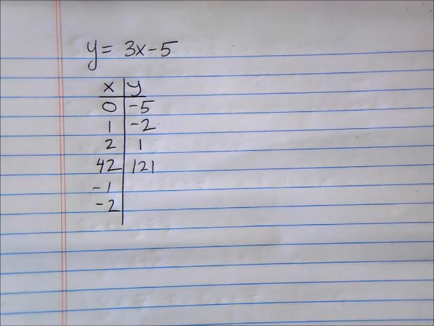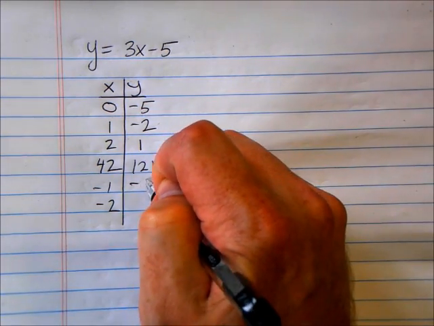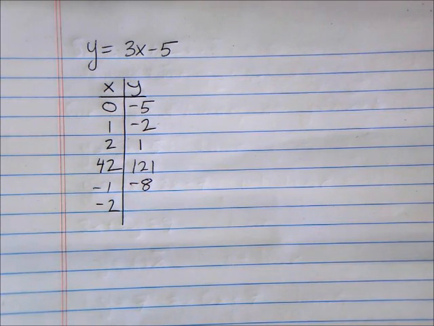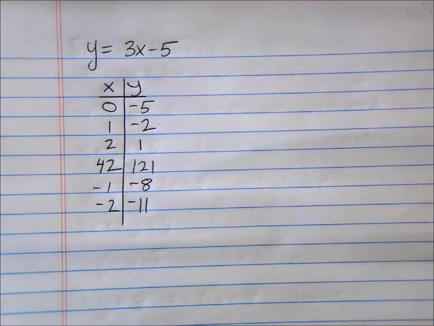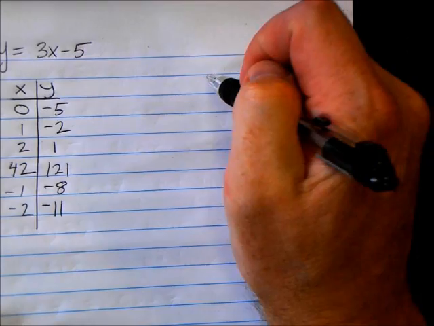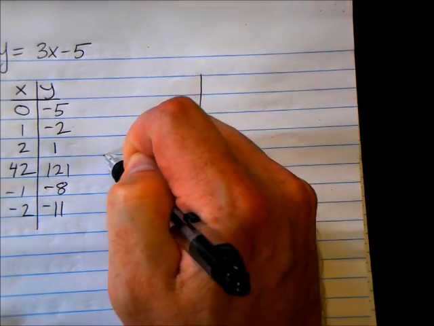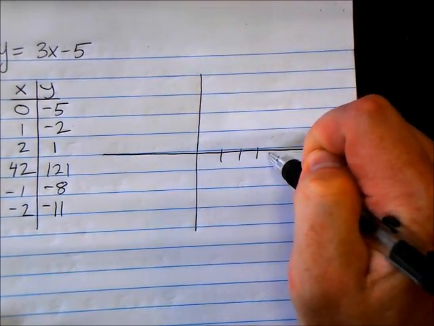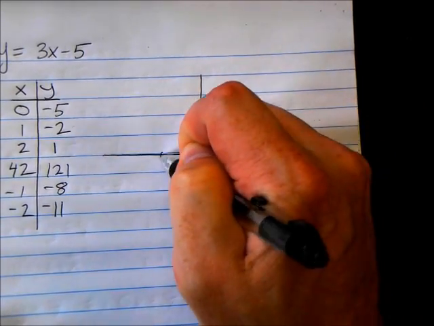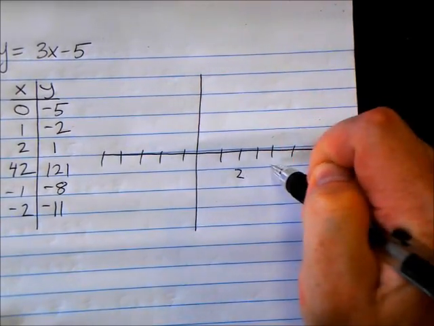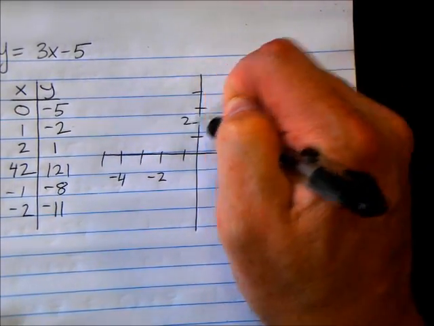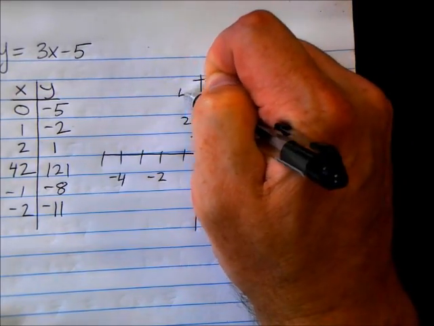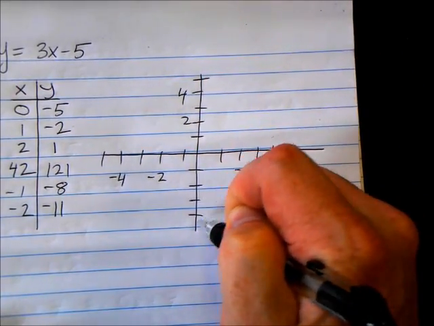I plug in -1. I get, what do I get? -3 minus 5 is -8. And I plug in -2. I get -11, I think. Okay, then we come over here and we build our axes. So you draw your x-axis and you put some scaling on it. And you draw your y-axis and you put some scaling on it.